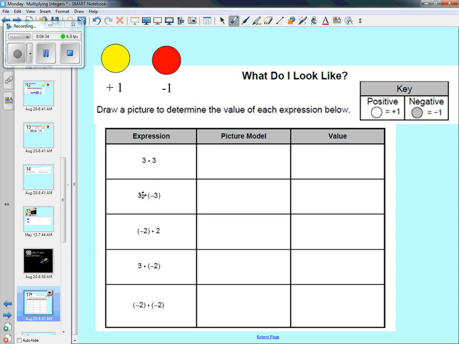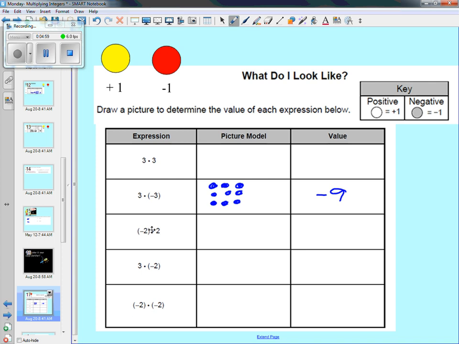Now the second one is 3 groups of negative 3. So I would draw 3 groups of negative 3. There's 1 group, 2 groups, 3 groups. And when I count those up, I have 9 negative counters there, so my value should be negative 9.